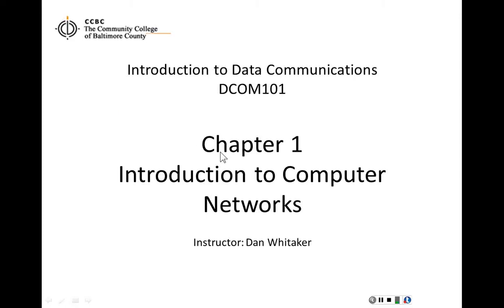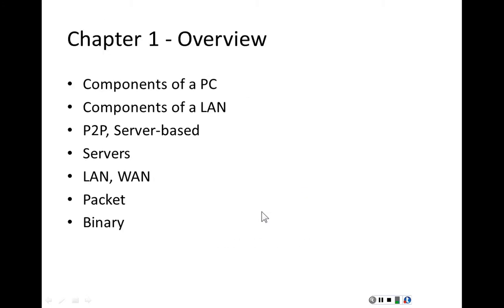Let's get started on Chapter 1, Introduction to Computer Networks. In this chapter, we will look at the components of a PC, a personal computer, and the components of a local area network. We will look at a peer-to-peer network and a server-based network. We will look at different types of servers. We will look at the difference between a LAN and a WAN. We will look at packets, and we will look at binary.